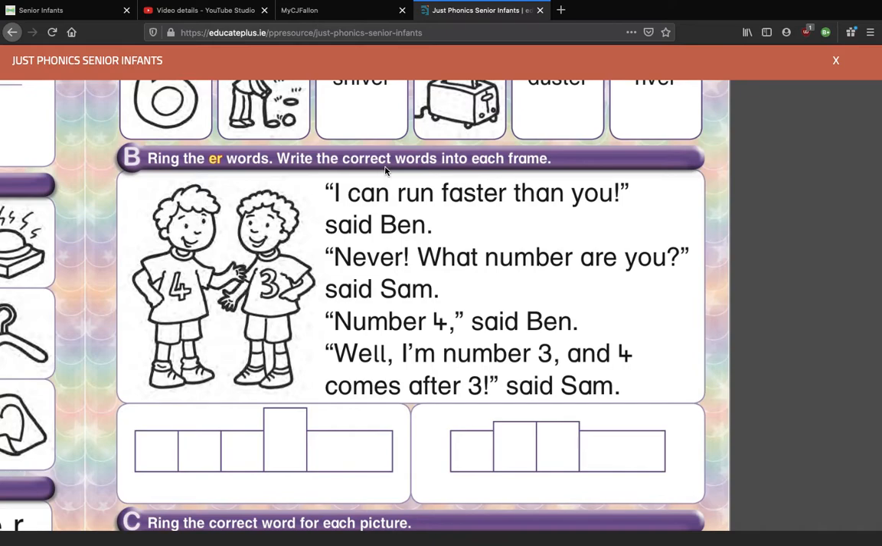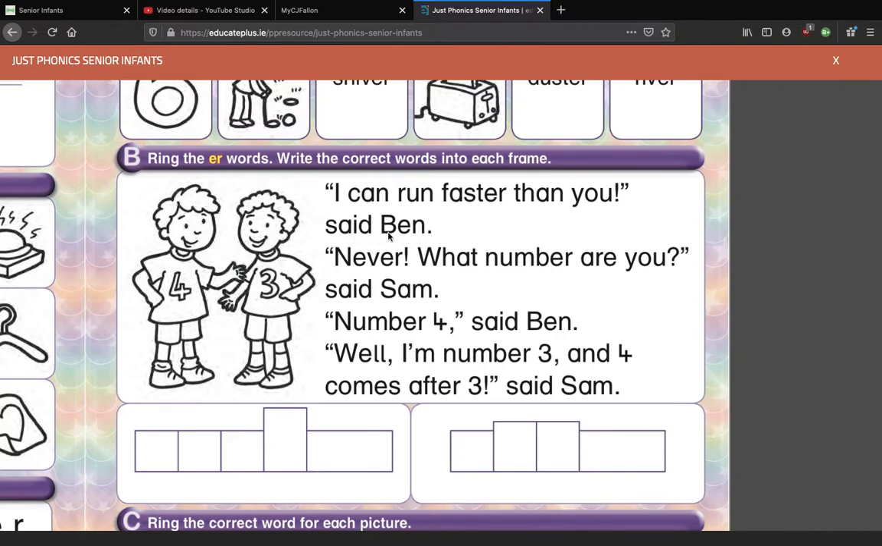Okay. Down here, I want you to take a look along each line and see if you can find any words with an in them. Okay, I don't see any there. Fast, faster, faster. Oh, there's an there. So put a ring around faster. Okay, so that's an word because it's got in it. I can run faster than you.